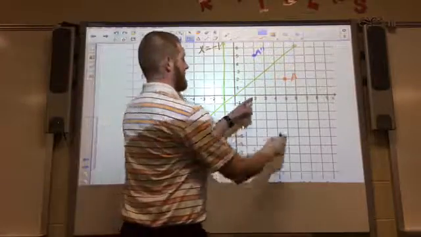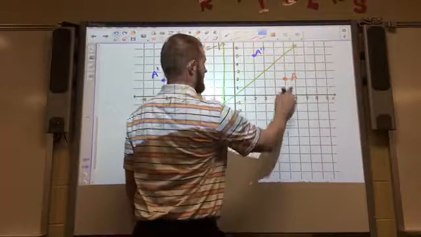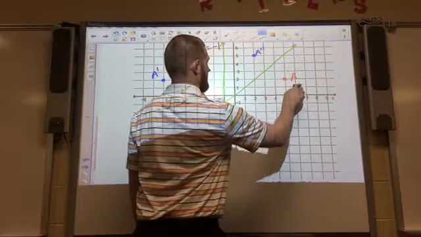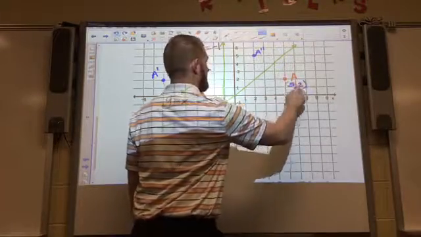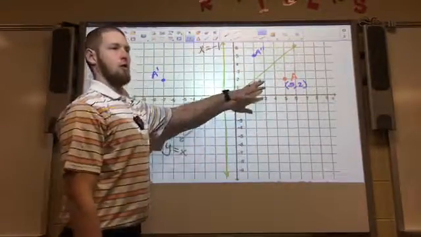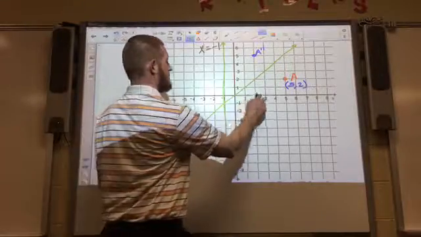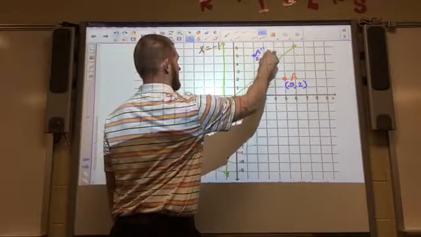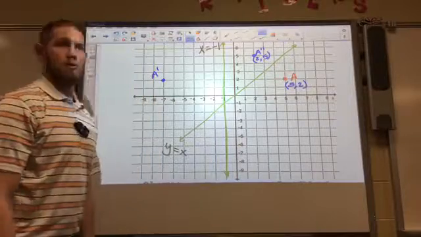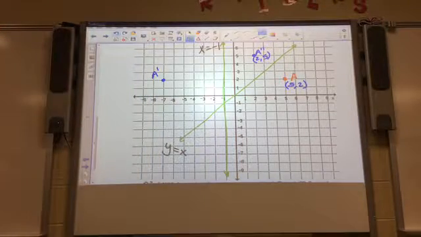If you have, then notice this point is 5, 2. When you reflect over the line y equals x, what happened? You get 2, 5. You just switch them. That'll always work if you're reflecting over the line y equals x.